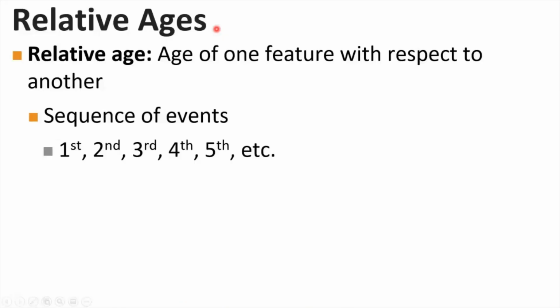Now we're going to discuss relative age dating. Relative age is the age of one feature with respect to another. So this is putting things in a sequence of events. What came first, second, third, fourth, fifth, and so on.